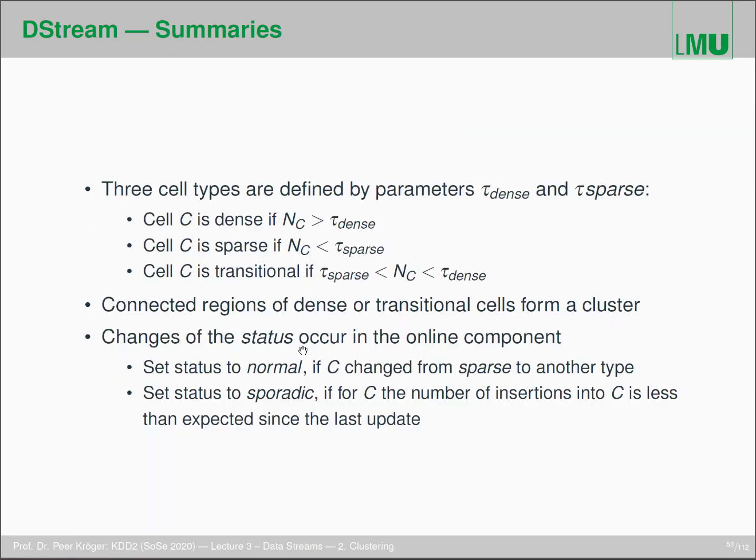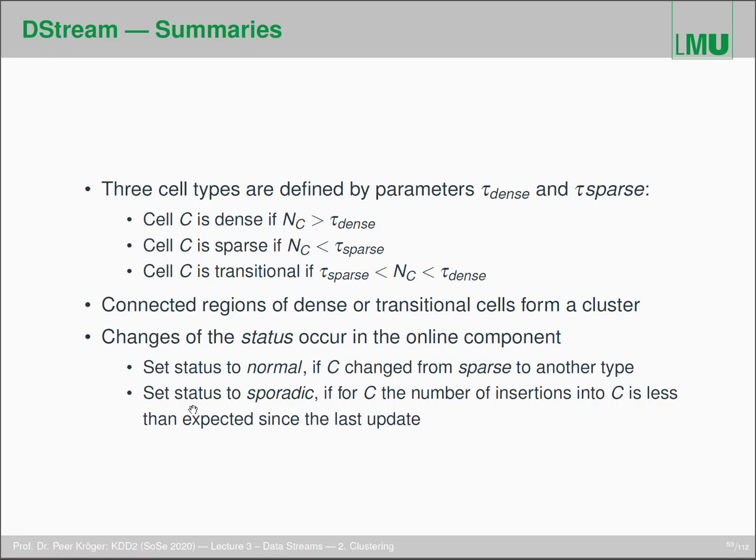Changes to the status field occur in the online component, and the status is set to normal if C changed from sparse to any other type. So from a sparse cell to dense or to transitional. First of all, it would probably be transitional.